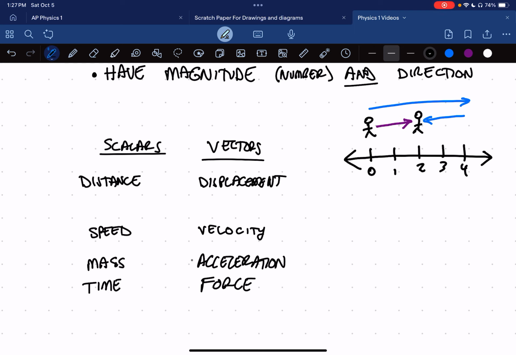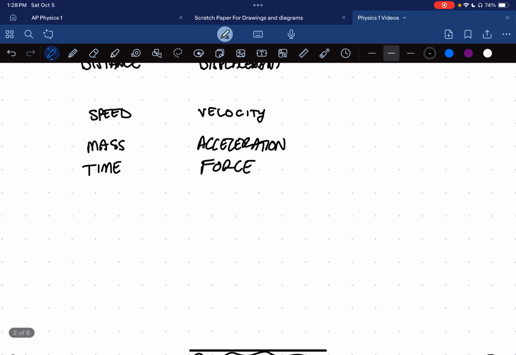And some vectors, which are not necessarily related. Mass and acceleration are two different things. But acceleration is a rate of change of velocity, and there's also direction associated with it. When you push things, when you put a force on objects, the direction does matter. Those are vector quantities.